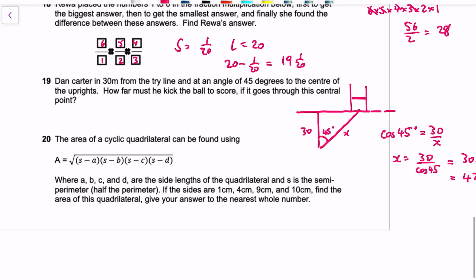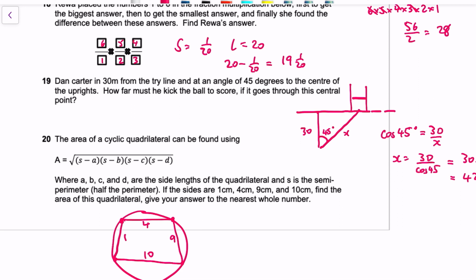The area of a cyclic quadrilateral can be found using that formula. It looks very similar to a formula called Heron's formula for triangles, where A, B, C and D are the side lengths of the quadrilateral and S is the semi-perimeter, half the perimeter. So cyclic quadrilateral, so we've got a point here, point here, point here, point here. And we're told sides 1, 4, 9 and 10.